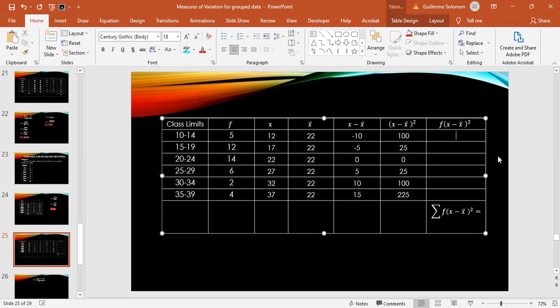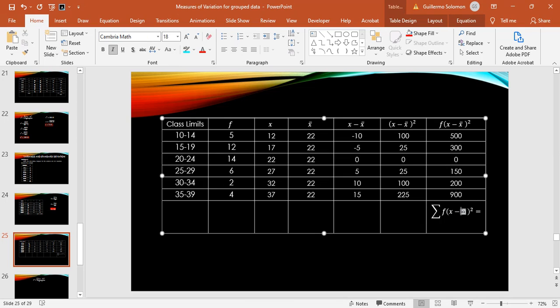Okay? So, 5 multiplied by 100, that is 500. So 12 multiplied by 25, that is 300. Okay, so 14 times 0, that is 0. So 6 times 25, that is 150. So 2 times 100, that is 200. So 4 times 225, that is 900.